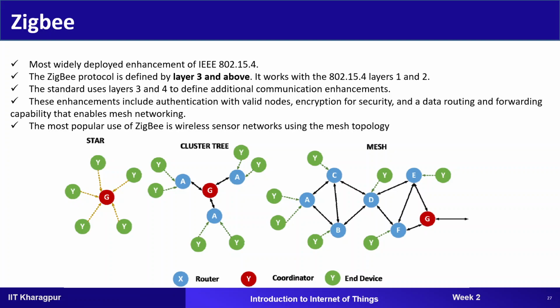Next, Zigbee is only the enhancement of your IEEE 802.15.4. It is present over layer 3 and the above layers, and further these enhancements include authentication. So basically your Zigbee also provides authentication of the nodes which are present in the network. It also provides encryption to the data and further uses data routing.